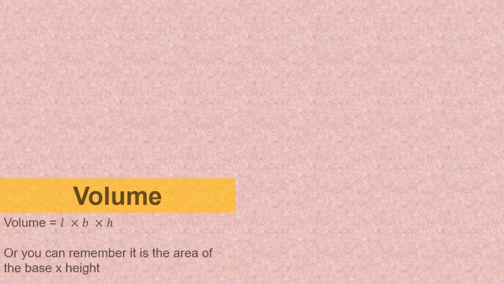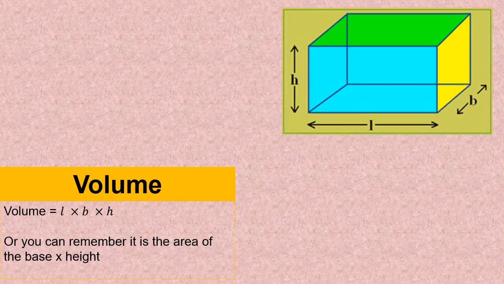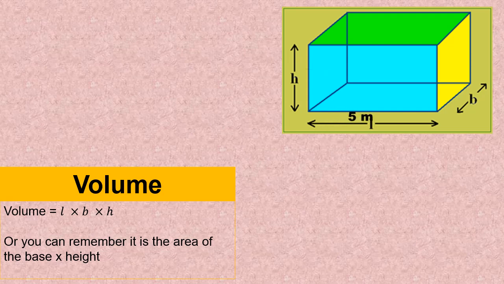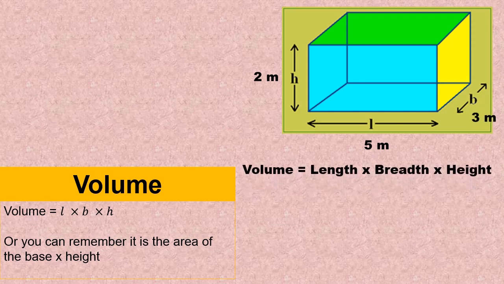All right, let's quickly have a look at an example of volume as well. We have the same shape. The length is 5, the height is 2, and the breadth is 3. Very easy. Write down your formula. Volume equals length times breadth times height. You replace your values, 5 times 3 times 2, and that gives you 30 meters cubed. Very important, meters cubed, to show that you were working out the volume.